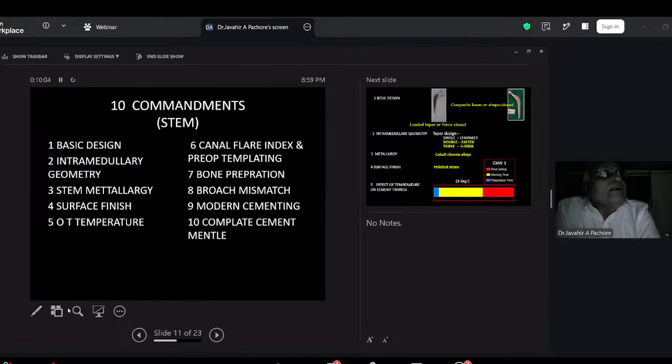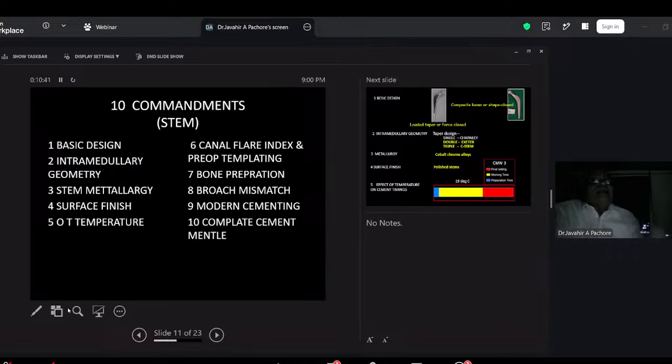What about the stem side? There are again some 10 commandments. The basic is the design, which was just talked about by Ravi. What about intramedullary geometry? What about the stem metallurgy, surface finish, and what is the OT temperature you should have? The canal flare index and the bone preparation are important, and broach and stem mismatch. The broaches are on the higher side, by 2 to 3 millimeters, so they can accommodate that amount of cement. That is why it is called broach mismatch.